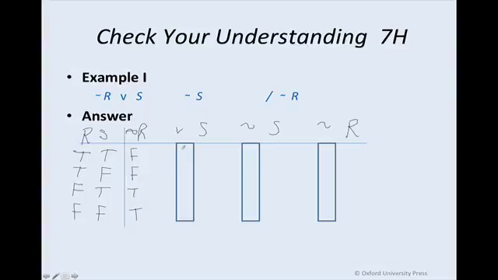So we end up with true, false, true, true. Now we move on to our second premise, not S, and we're simply going to take the values under the referent column and reverse them. So we end up with false, true, false, true. And we do the same thing for not R.